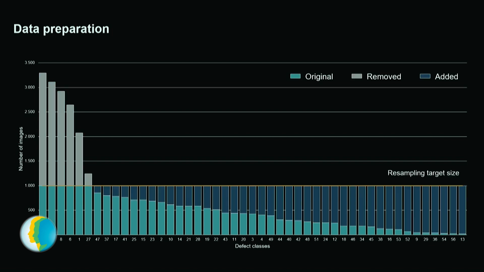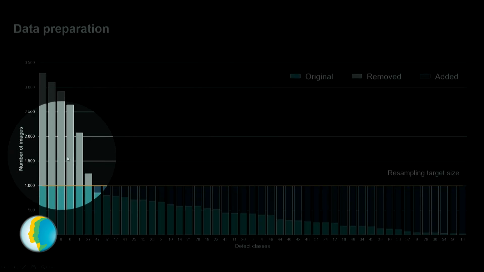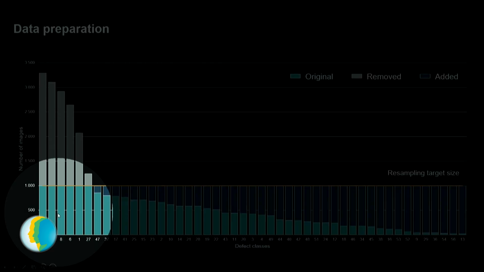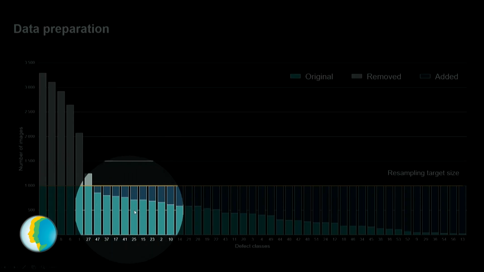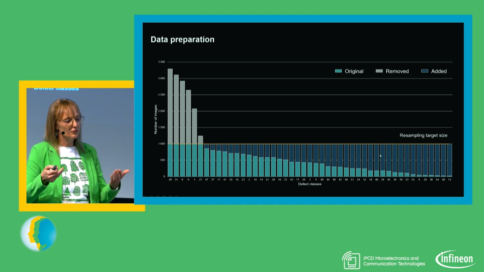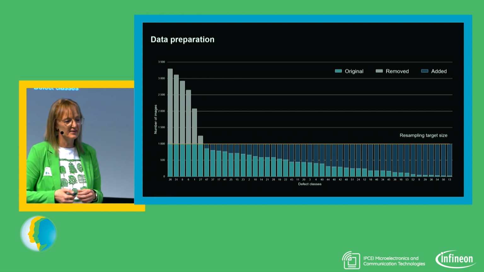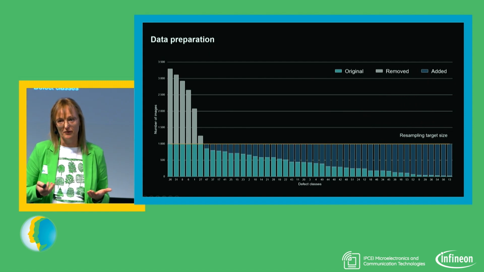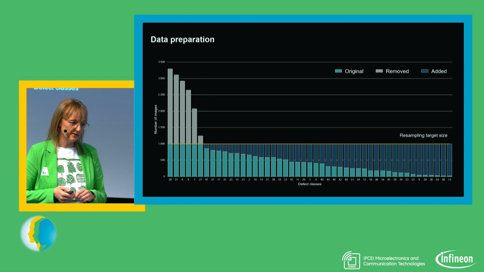To tackle this problem, we apply data preparation steps. The first one is resampling. So what do we do during this resampling? We randomly sample images from the classes where we have enough samples and ignore the others. And from the classes where we have too few samples, we randomly copy samples to increase the number of images in those classes. We experimentally found out that a resampling size of 1,000 works quite okay for our data set.